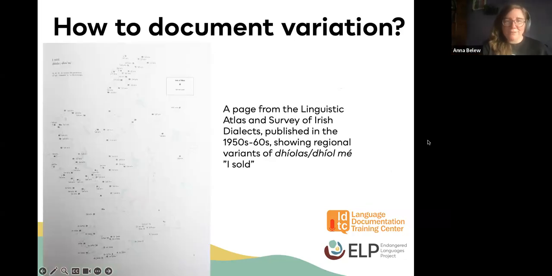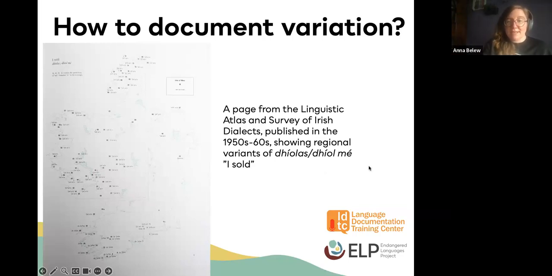So this is one example of a pretty neat atlas. This is the Linguistic Atlas and Survey of Irish Dialects, and this was published back in the 1950s and 60s, and it means to show how different people pronounce different words all across Ireland in the Irish language. So I don't speak Irish, so I'm not going to try and pronounce this correctly, but this is a map of all of the pronunciations across the whole of Ireland of how people said, I sold, right?